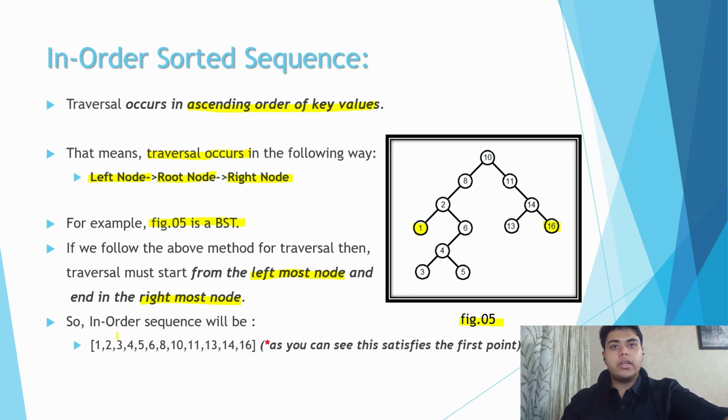So what is an in-order data sequence? The data are arranged in ascending order. So 1 through 16 is in ascending order, and this is an in-order data sequence. This binary search tree is now sorted in in-order data sequence. As you can see, it satisfies the first point. That means the data is sorted in ascending order, from 1 through 16.